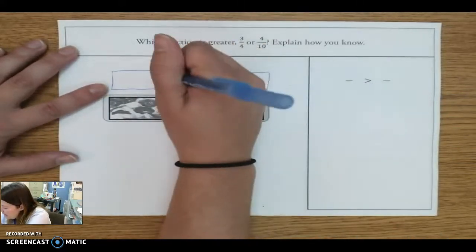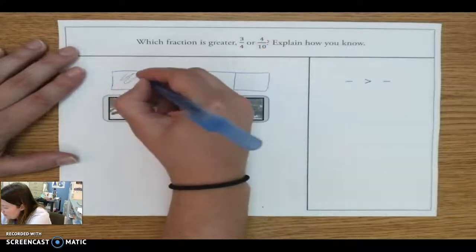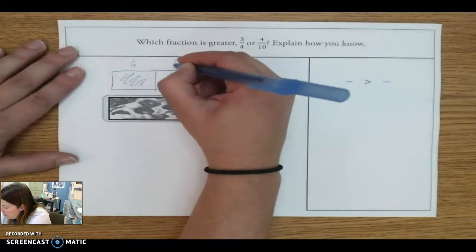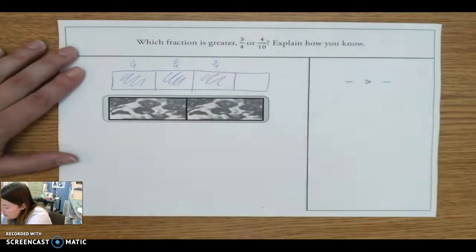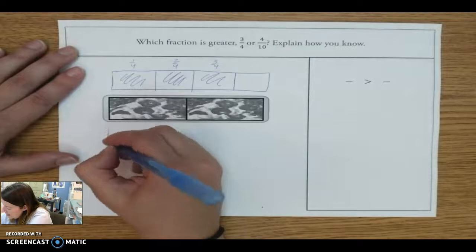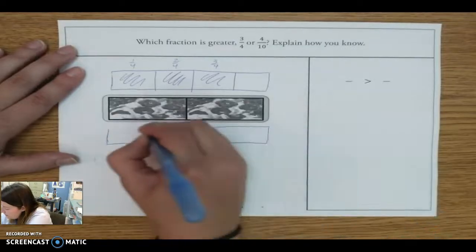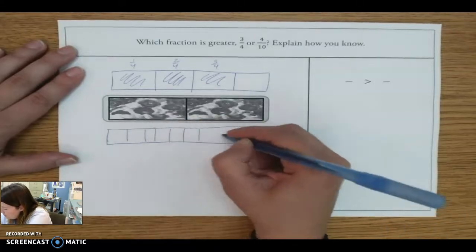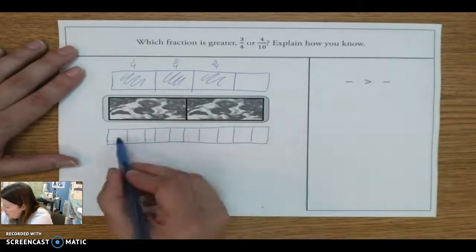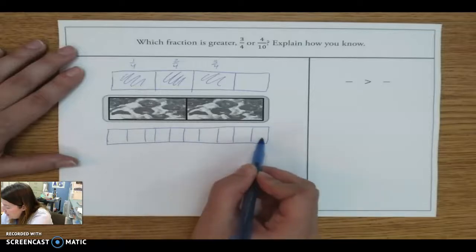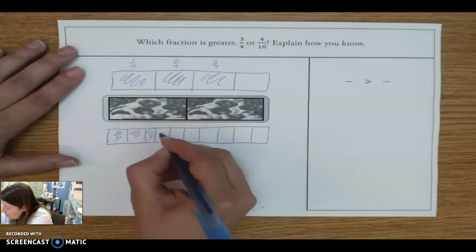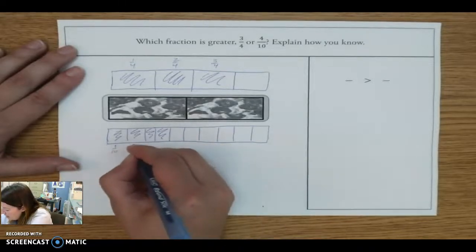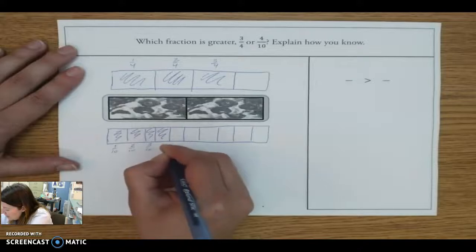So I'm going to split this one into fourths and do my 3/4. So 1/4, 2/4, 3/4. Okay, and then my bottom one is 4/10. So this should be tenths. Very best I can. 1, 2, 3, 4, 5, 6, 7, 8, 9, 10. So 1/10, 2/10, 3/10, 4/10. Sorry, I said fourths by mistake.